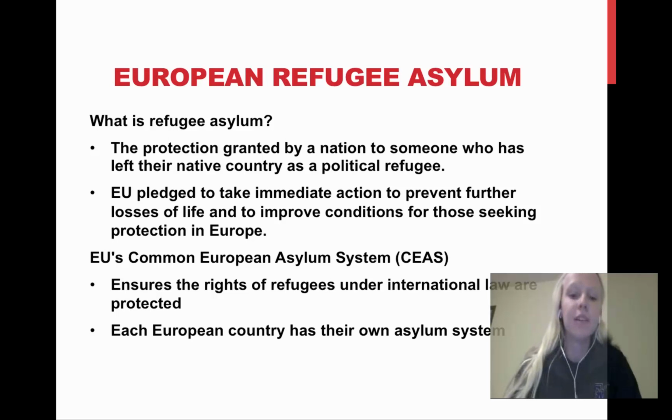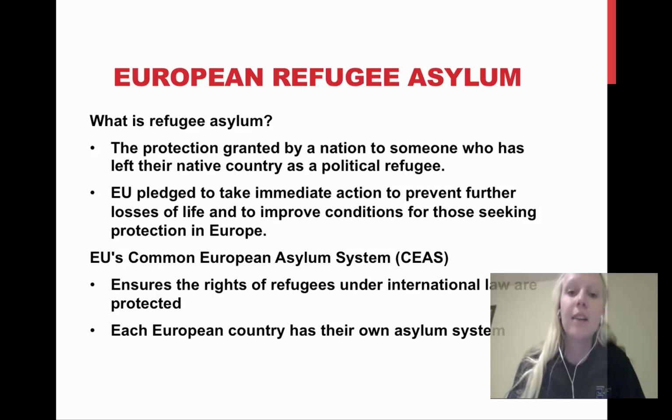So, the refugee asylum story in Europe gives much of a background as to why the data is the way that it is. An asylum is defined as a protection that's granted by a nation of people who have left their native countries because of political danger. The European Union pledged to take immediate action to prevent further losses of life and to improve conditions for those seeking protection in Europe. The system sets out minimum standards and procedures for processing and assessing asylum applications and for the treatment of both asylum seekers and those who are actually granted their refugee status.